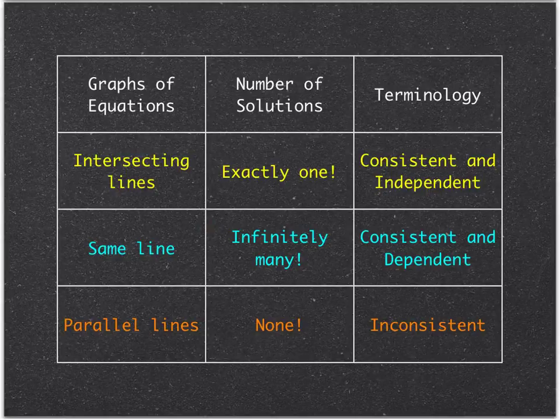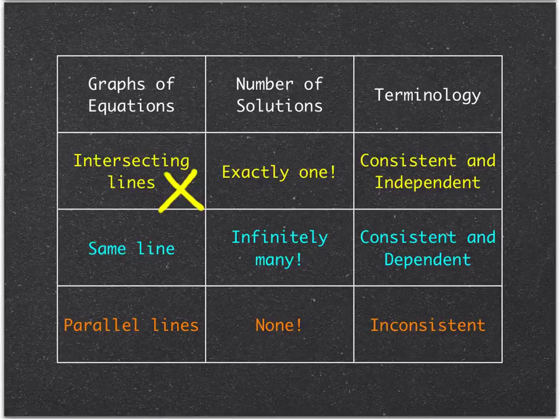We might have two intersecting lines, and of course that would look like this. And if that happens, then there is just one solution, of course, exactly one. The terminology we use there is consistent and independent. Consistent meaning at least one solution, and independent meaning only one. So those are the two words we use there.